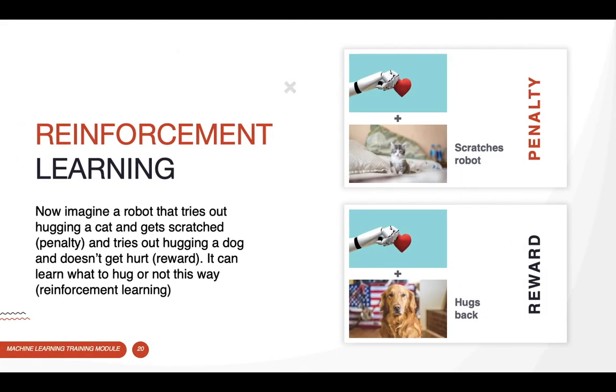And reinforcement learning. Imagine a robot that tries out hugging a cat and gets scratched. It's like a penalty. And then it tries out hugging a dog and doesn't get hurt, like a reward. The robot can then learn what to hug or not this way, which is an example of reinforcement learning.